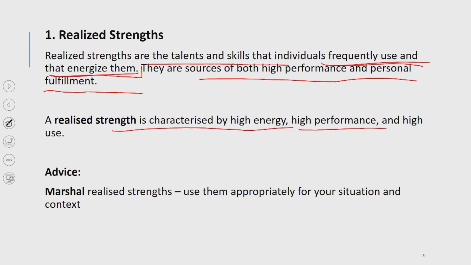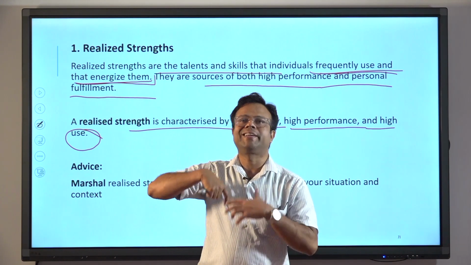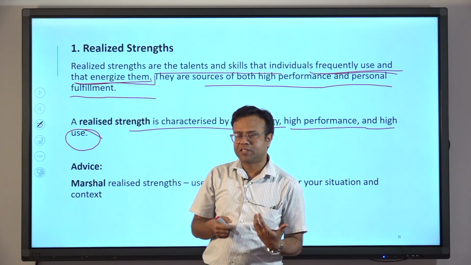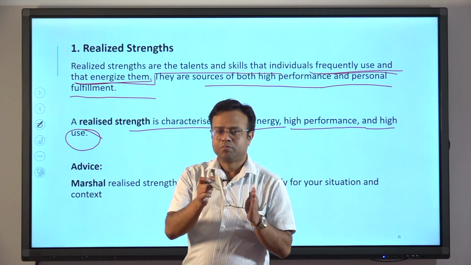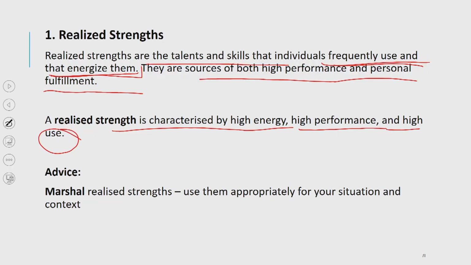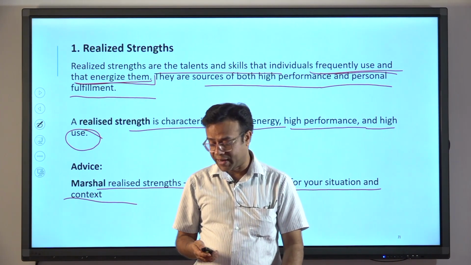High performance: you are more likely to perform well when you use those strengths. And high use: since people enjoy using their strengths, they are more likely to use them more because these are already realized, they understand these are their strengths. In terms of advice, we'll talk about this in more detail, but just to give you an idea, the advice for realized strength is to use them appropriately for your situation and context, and use them as much as possible. So this is one category called realized strength.